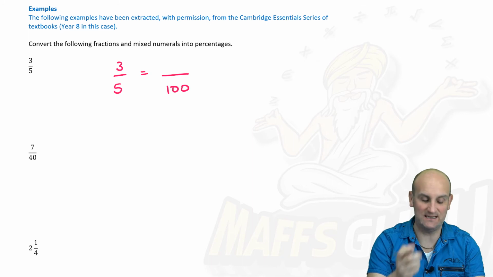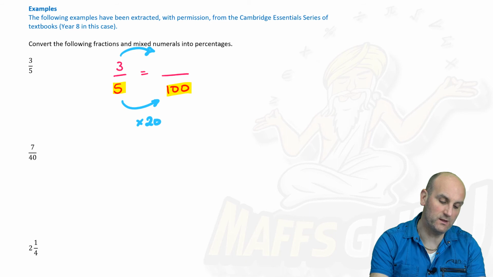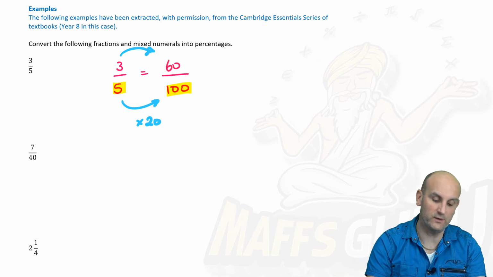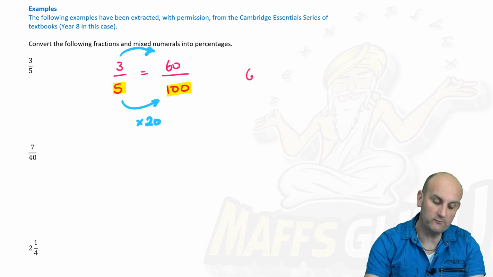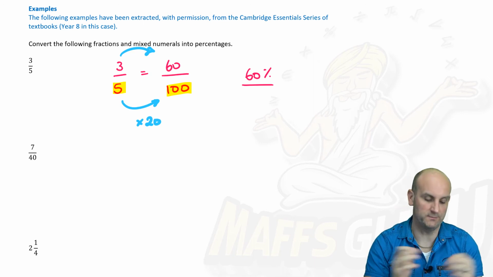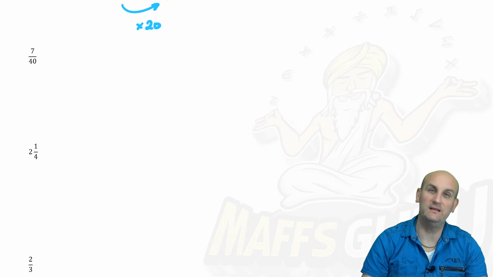Now, for that particular example, that's nice and easy, believe it or not, because I can turn 5 into 100 quite simply by multiplying by 20. Likewise here, multiply by 20 to keep these equivalent, gives me 60 out of 100, and we now know that where we have divide by 100, I can write that as 60%. Job done? Job done. The problem is not all of the numbers on the bottom of fractions are going to be that nice to me.